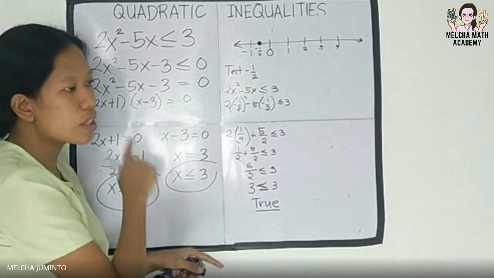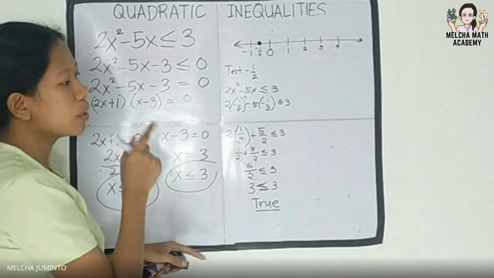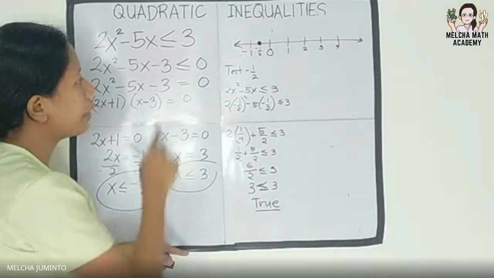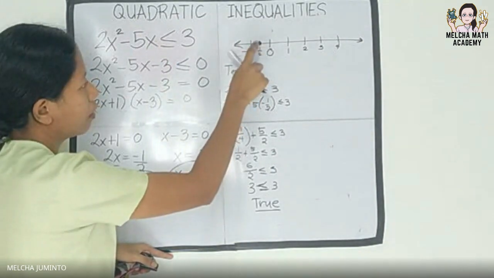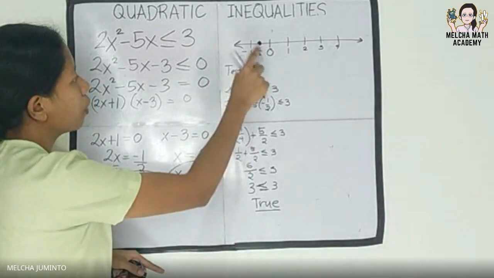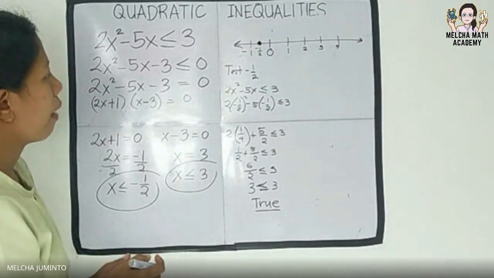Unlike in the first example, using the solution, we obtained false, that's the reason why we do not shade the circle wherein the solution falls. But this time, that is true, we need to shade negative 1/2.